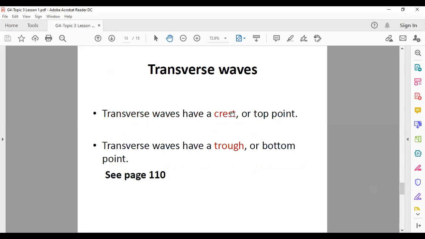Transverse waves have a crest and a trough. Crest is the top point and the trough is the bottom point. Here, like this, this is a transverse wave. This is the top point of the wave. It's called the crest. And this is the bottom of the wave. It's called the trough, T-R-O-U-G-H. This is another crest. This is the trough.